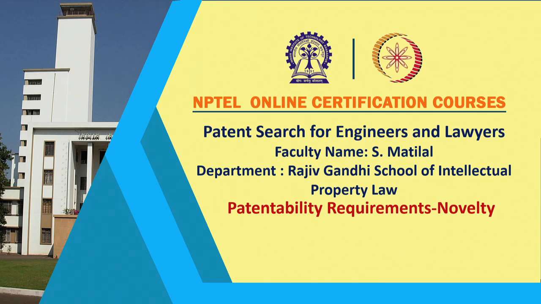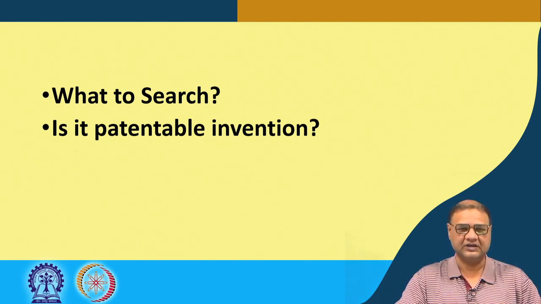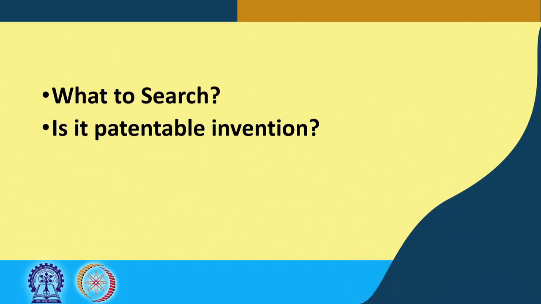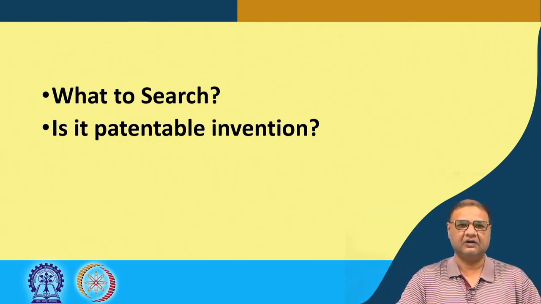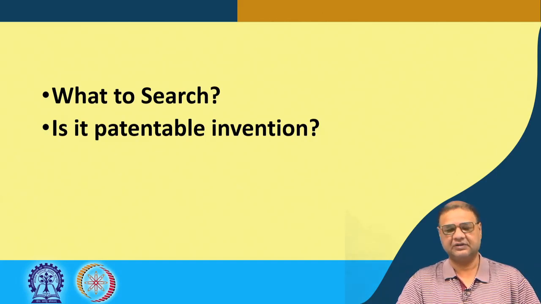Now, before that, we need to understand that this is a course on patent search for lawyers and engineers. Now, the moot question is this: what is it that we search for? A lawyer or a person having technological knowledge needs to search whether an invention is patentable or not. And in order to understand what is patentable, we need to look into the Indian law, which tells us what criteria must be fulfilled to make an invention patentable.